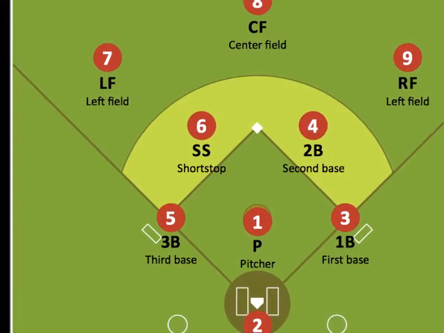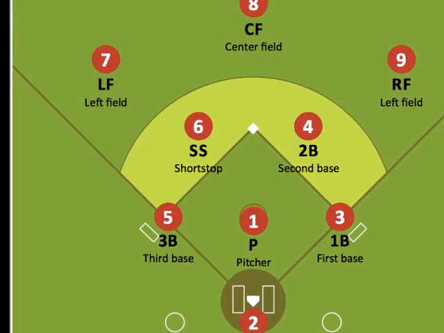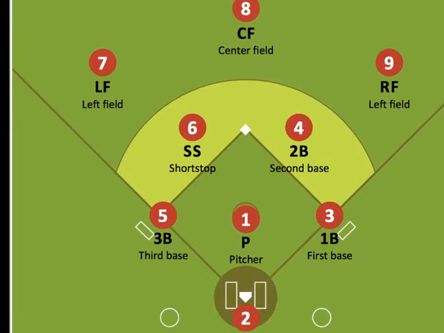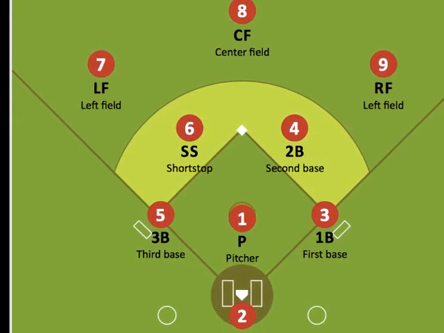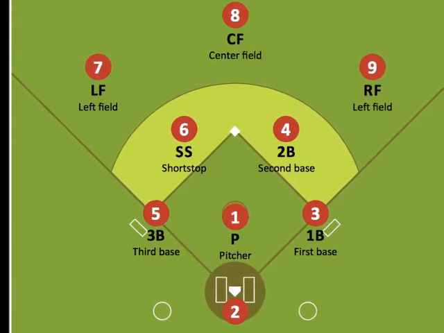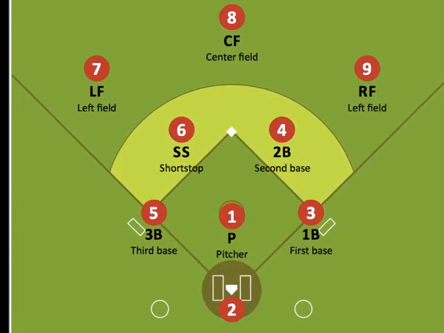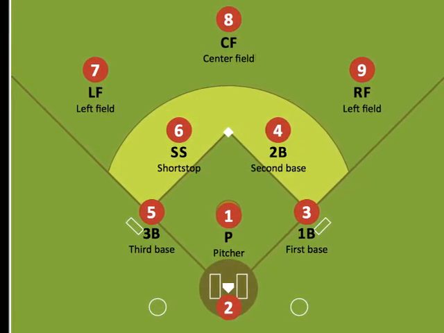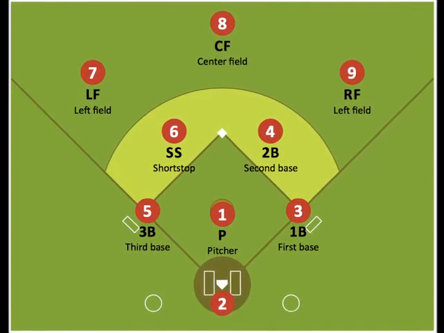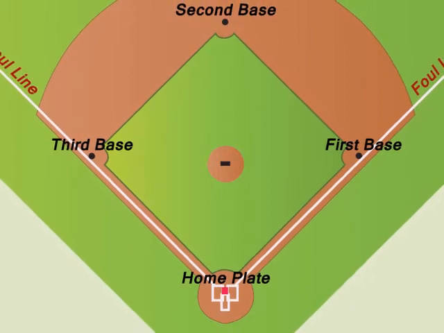Baseball is a game played between two teams that alternate between offense and defense. Each team has 9 players. On defense, each player has a position, and each position is numbered. The pitcher is number 1, the catcher is number 2, followed by the first baseman, the second baseman, the third baseman at number 5, the shortstop, the left fielder, the center fielder, and ending with the right fielder at number 9.